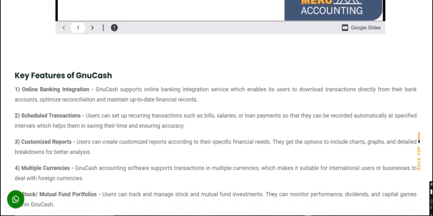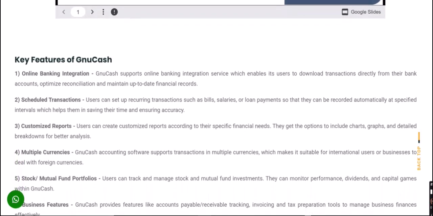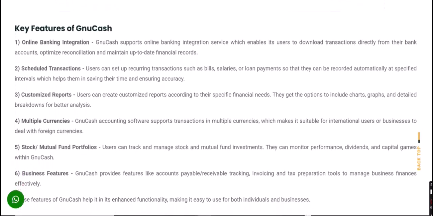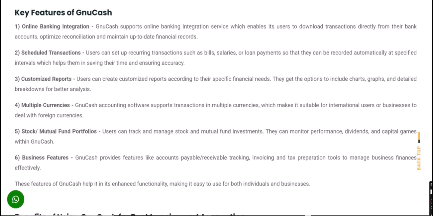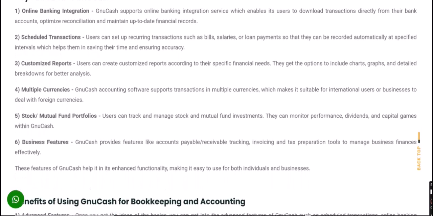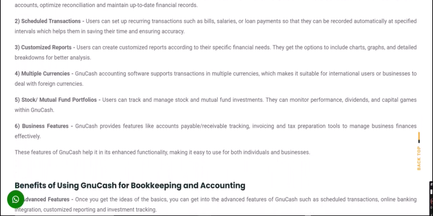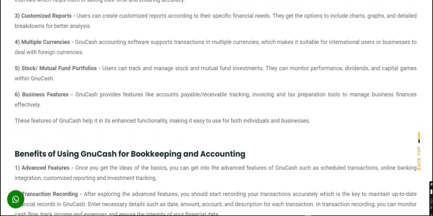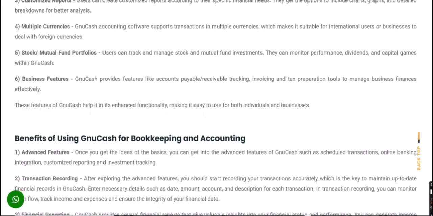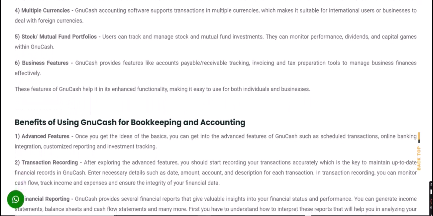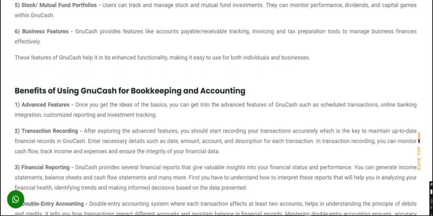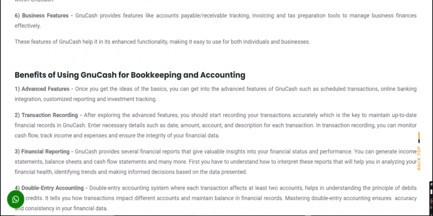Assets. These are the things you own that have economic value. For a personal user, this could be your cash in the bank, your car, your house, or investments. For a business, it includes cash, accounts receivable, money owed to you, inventory, equipment, and buildings. Liabilities. These are the things you owe to others. This includes loans, credit card debt, mortgages, and accounts payable, money you owe to suppliers.